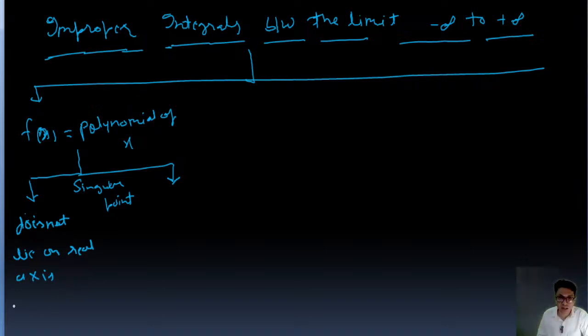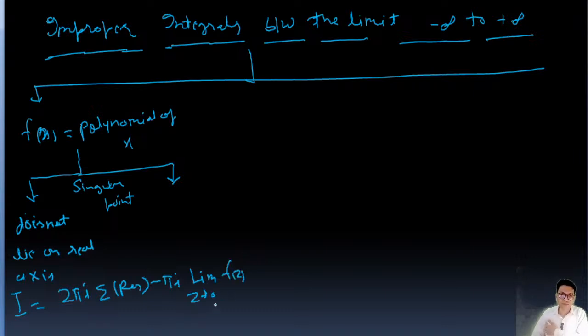In that case, the integration I is going to be 2 pi iota times the sum of residues, minus pi I times the limit z tends to 0 of z into f(z). Okay, this is the value.